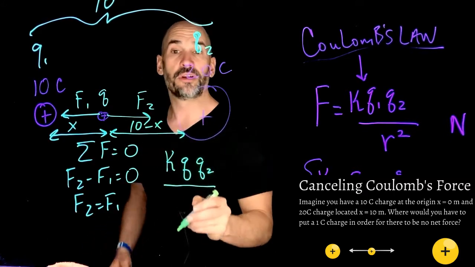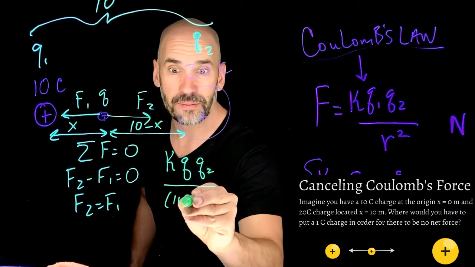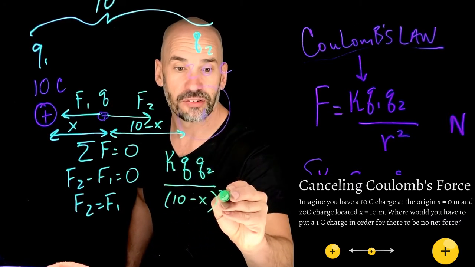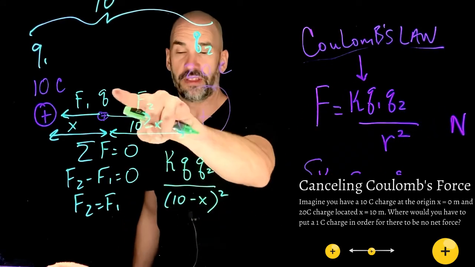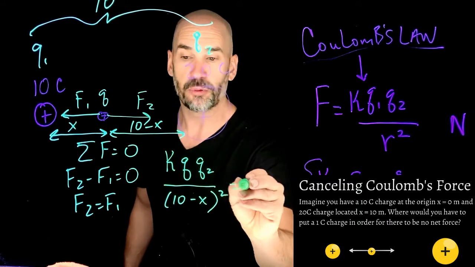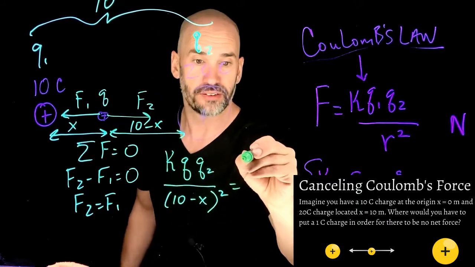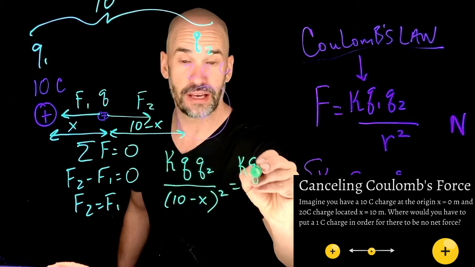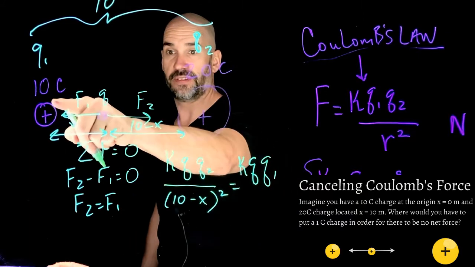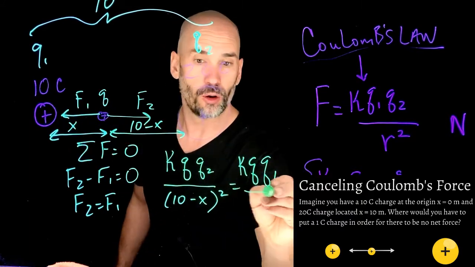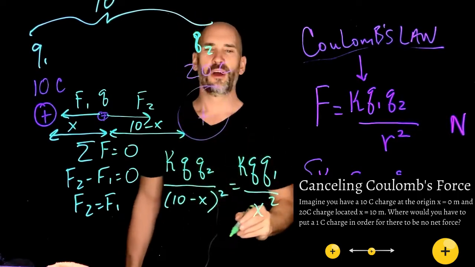Right? So in other words, the distance between these two particles is simply going to be 10 minus x, and there's a squared there, right? This is Coulomb's law for these two particles. But that has to equal F1, the force between these two particles. Well, what is that? That's just going to be K, Q again, this time times Q1, right? The charge of this particle. All over, what is that distance? X squared.